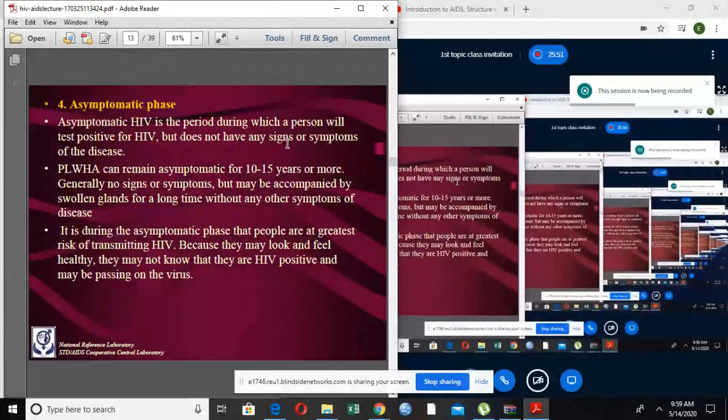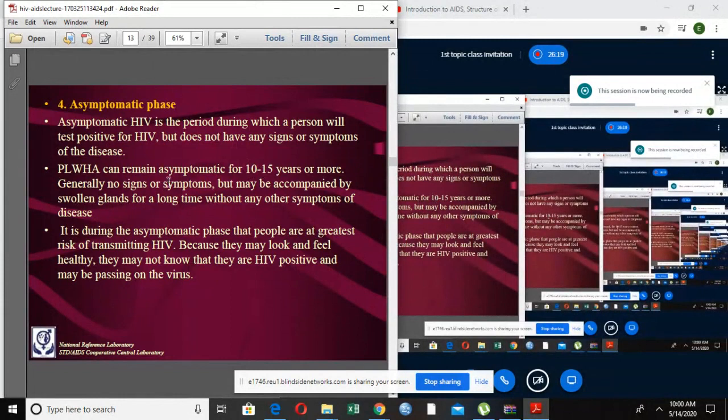Now they have this asymptomatic phase. The person will test positive, but you won't see any sign or symptom of the disease. People living with HIV and AIDS, that is PLWHA, can remain asymptomatic for 10 to 15 years or even more. So a person with HIV, you'll see a person very healthy, but still they have the virus in them because they're still under this asymptomatic phase.